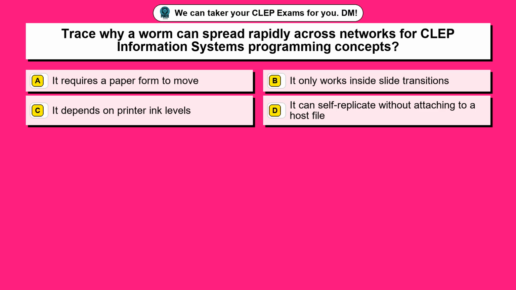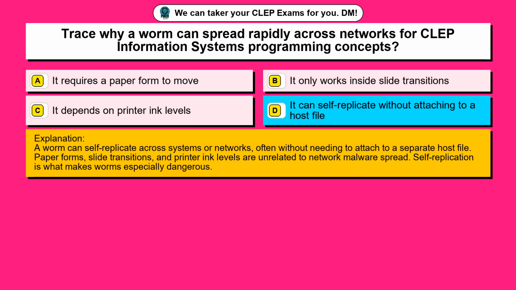Question 40. Trace why a worm can spread rapidly across networks for CLEP Information Systems programming concepts. Option A. It requires a paper form to move. Option B. It only works inside slide transitions. Option C. It depends on printer ink levels. Option D. It can self-replicate without attaching to a host file. The correct answer is option D. It can self-replicate without attaching to a host file.